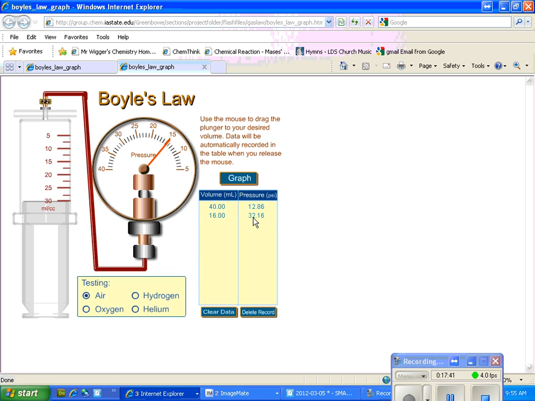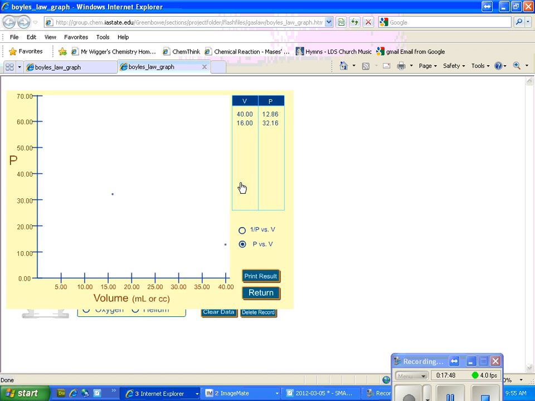Cool, huh? And if I go ahead and hit the graph thing, you'll see the graph here of the 2 points. Let's see, delete the record. Where's the other point? Let's see the 2 points. What? Oh, there it is. Okay, here's my 2 points.